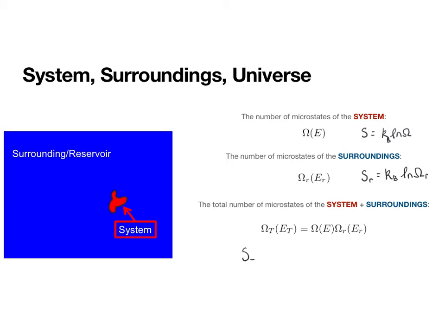And so S total is the same thing as S universe, and it is going to be equal to S of the system plus S of the surroundings, or the number of microstates of the system times the number of microstates of the surroundings. Because remember that if we multiply things inside of a natural log, that's the same thing as adding them.